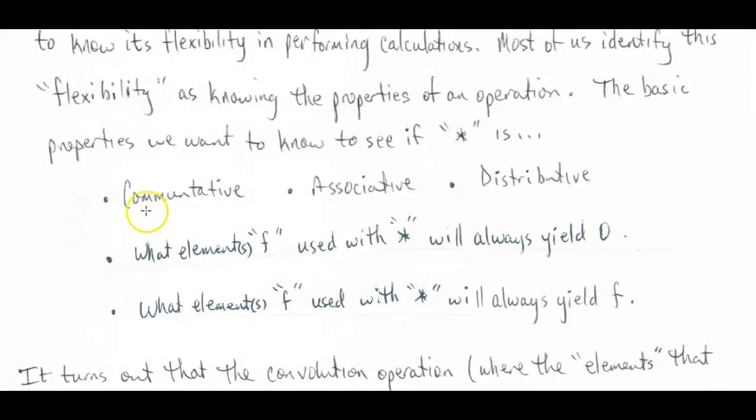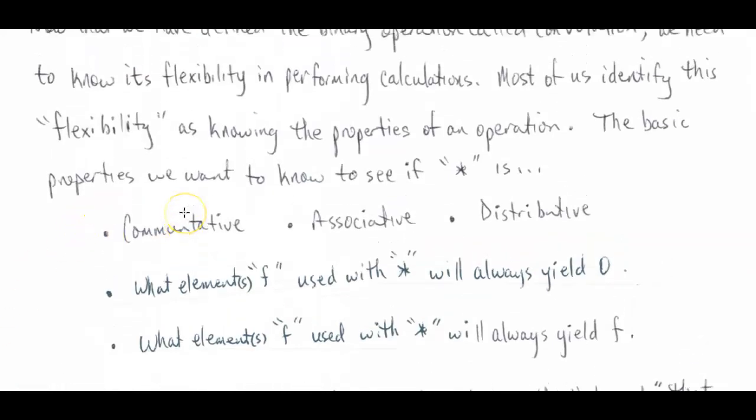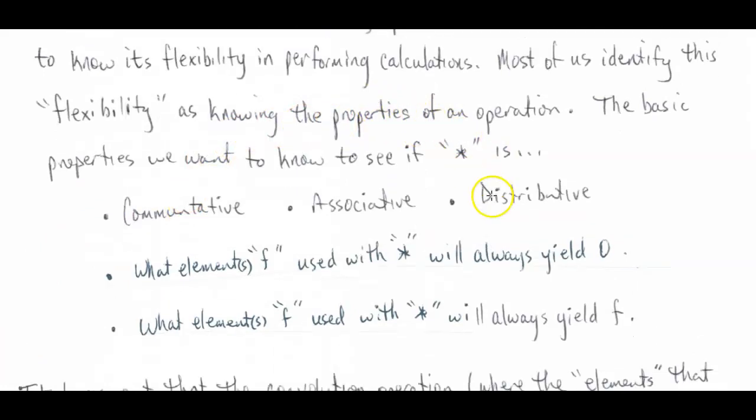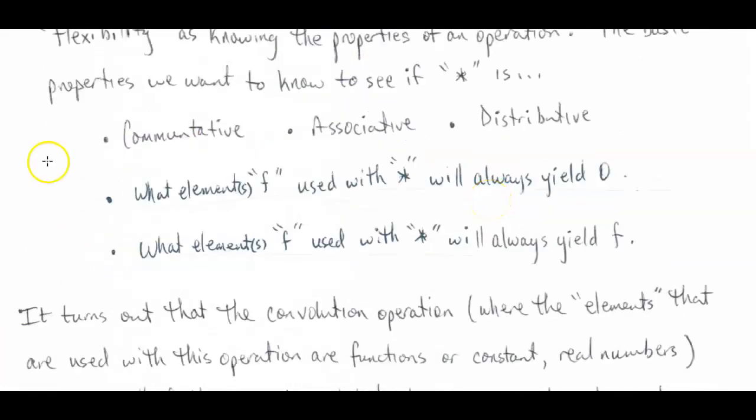So, as I call it in my notes here, we want to find out the flexibility of this particular operation by knowing its properties. And like I've said before, we want to know, is it commutative, associative, distributive? We also want to know what elements of f can be used with this operation to yield 0. So in other words, if I have some function f and I convolve it with that, is this going to actually be 0? Or is it going to end up being something else?